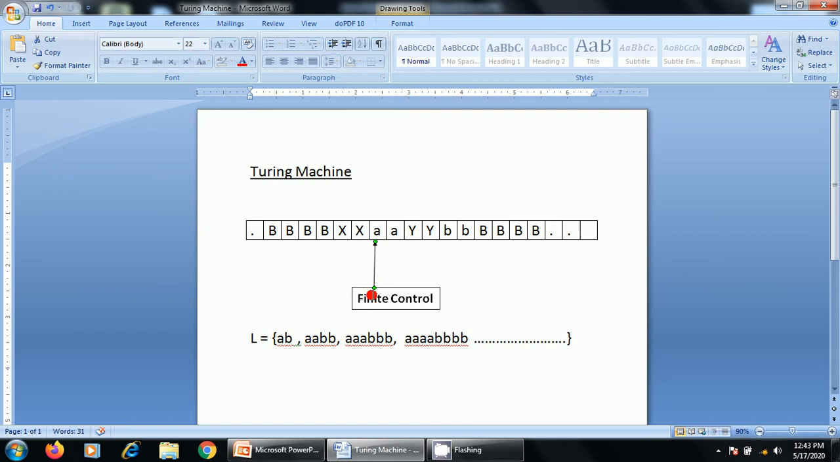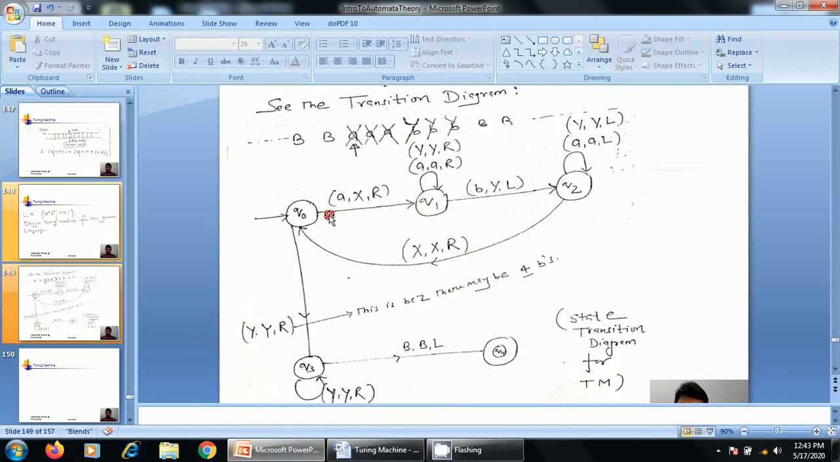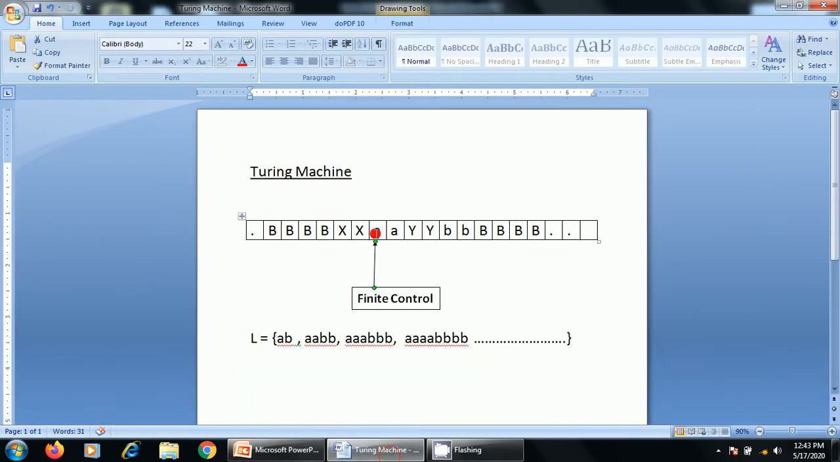The machine has received the third a. Now when the machine receives the third a, the whole process will repeat again. If this is a, then make it x and move right. Then move right. Now we will search for the corresponding third b. That is why we cross all a and all y, because I am searching for the corresponding third b.